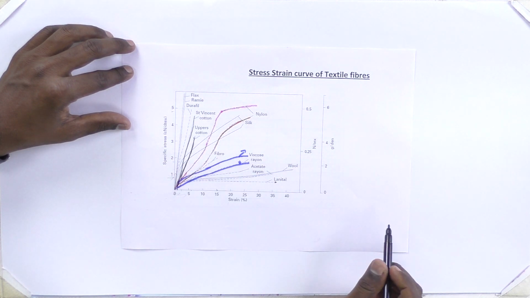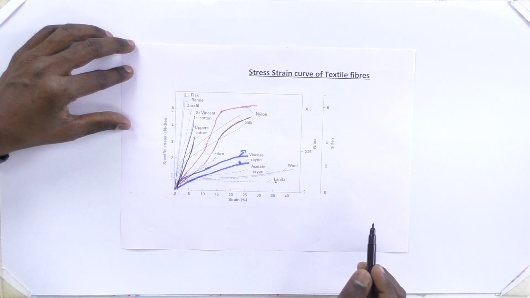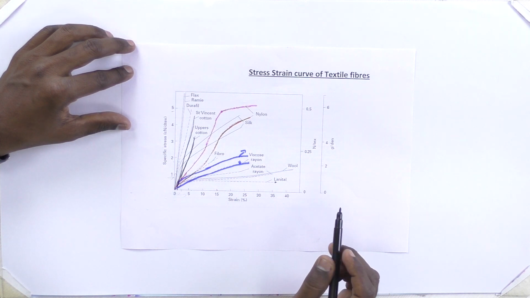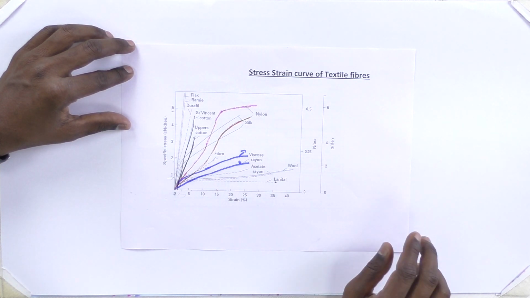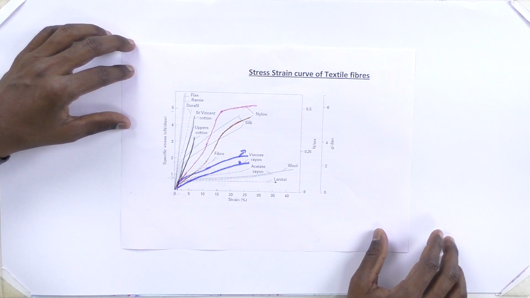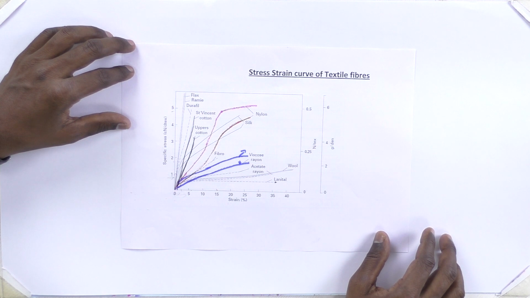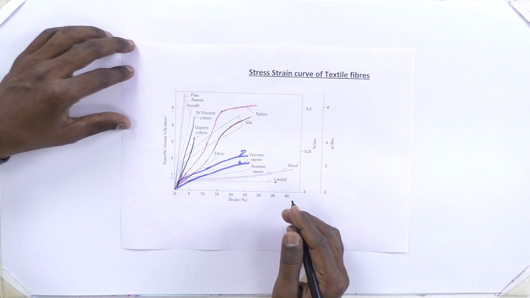So these are the stress-strain curves of textile fibers. What is a stress-strain curve? When applying load, the behavior of cotton fiber, nylon fiber, flax fiber, or wool fiber shows the withstanding capacity of the fiber while applying load. So the stress and strain percentage of textile fibers we can understand from the diagram.